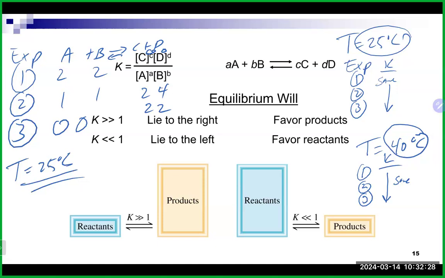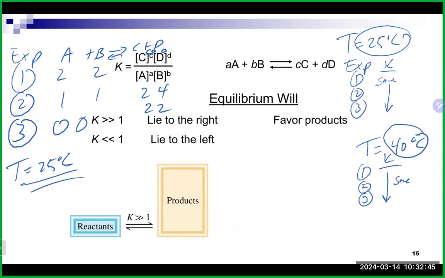And sometimes people go, well, I used different amounts, so how can I get the same number, right? And you can get the same number by just thinking it's a ratio. The ratio of products to reactants will always be the same no matter what you start with, as long as you don't change temperature.